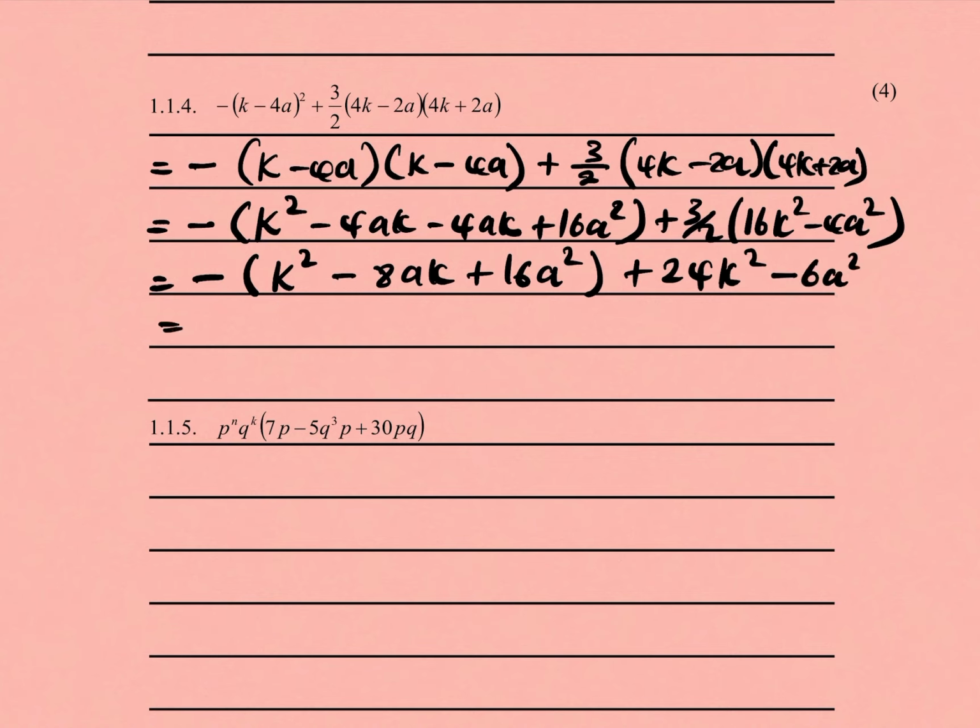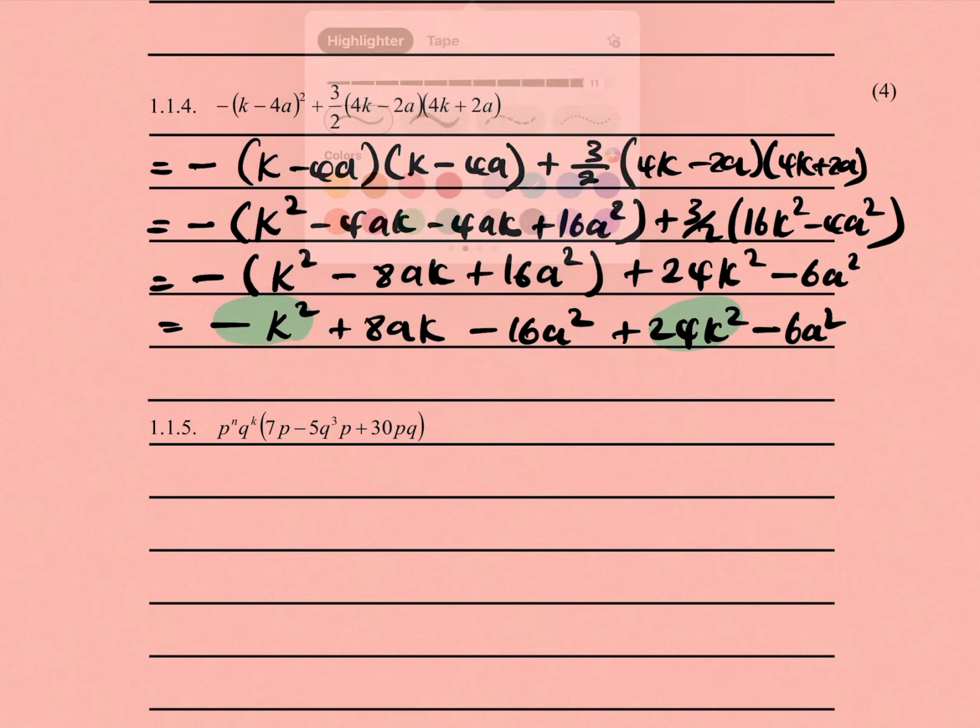Now you can remove the brackets here. You have a negative k squared plus 8ak, and then minus 16a squared plus 24k squared minus, what do you get now? You get a minus 6a squared. Now you can group the like terms. Let's check now. A minus k squared and a 24k squared. These are like terms. And what else now? Minus 16a squared and then a minus 6a squared. These are the like terms.